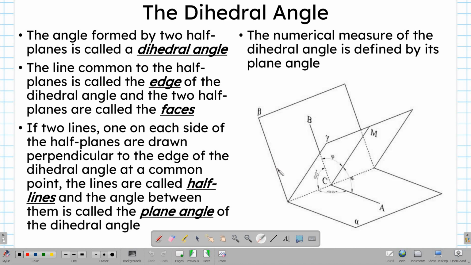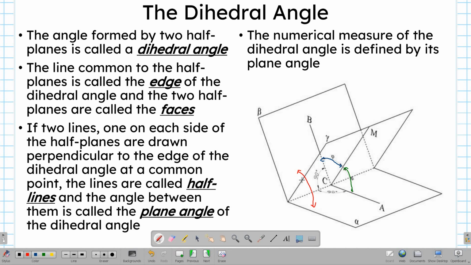So now the angle formed by two half planes, or the planes intersecting, is what we call a dihedral angle. In this specific case, we have a dihedral angle here. Let's mark that in blue. This is one dihedral angle. Another dihedral angle, because it's two planes. And technically, this one in red, from plane B to here, is also a dihedral angle.